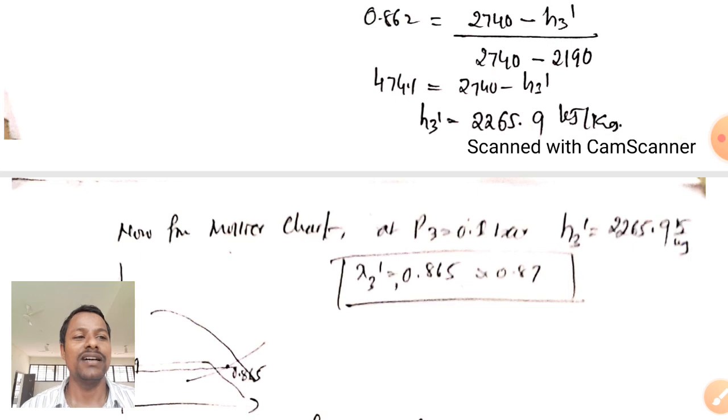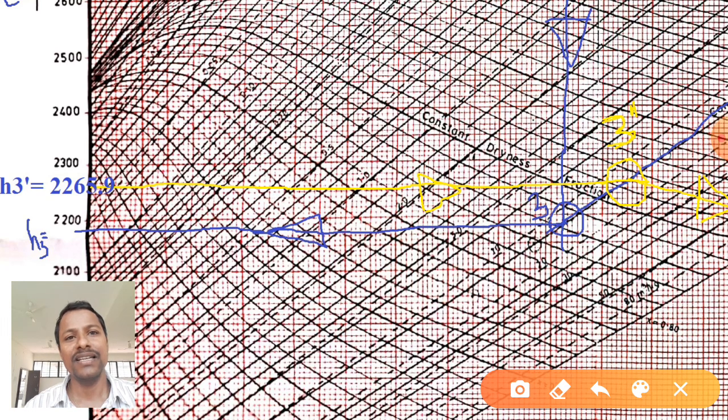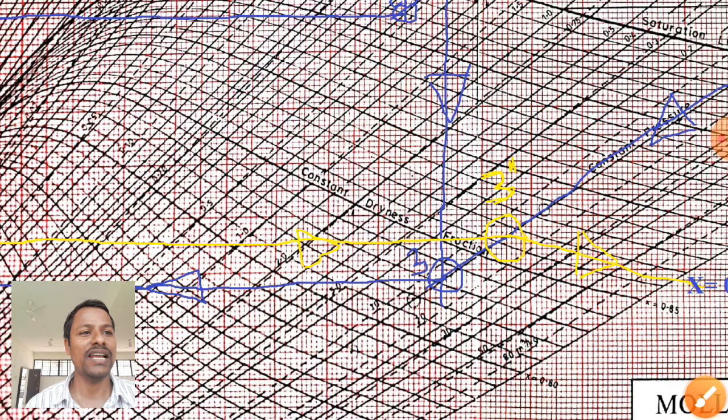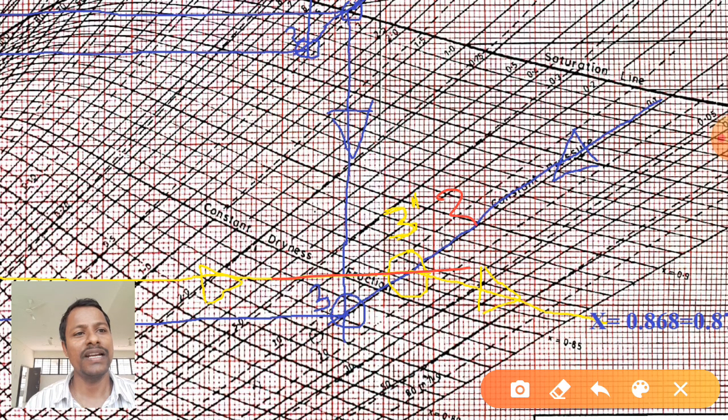For that I will refer again to the Mollier chart. For that reason I will use the H3 dash value that I have calculated. First I will identify H3 dash on the y axis, that is 2265.9 kilojoule per kg. Then I will move in the rightward direction till it cuts the condenser pressure line, that is the 0.1 bar pressure line. Wherever both intersect, we have the state point 3 dash here.